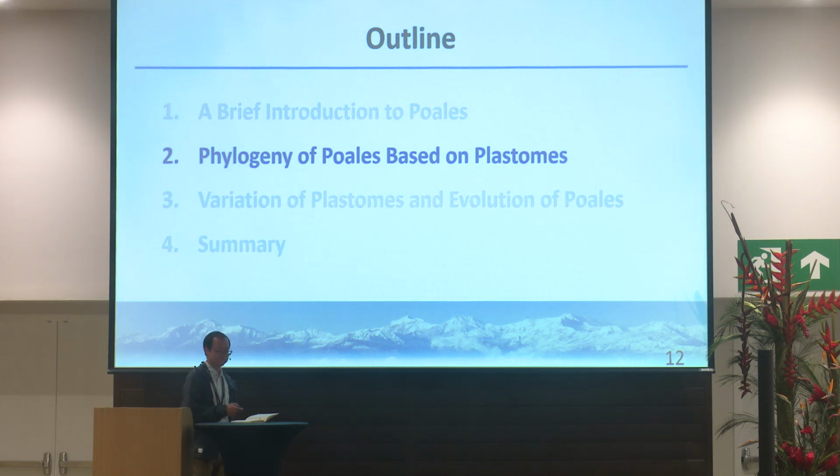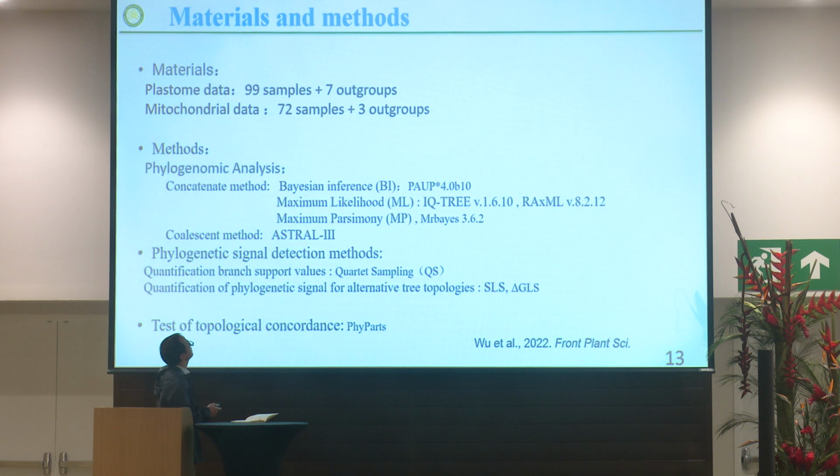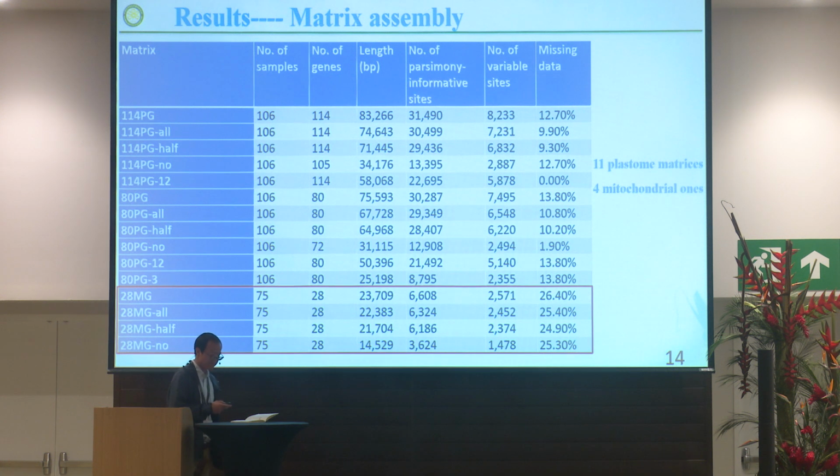So the second part is the phylogeny of Poales based on plastomes. These are the materials and the methods. We used almost 100 samples with multiple phylogenetic methods, such as Bayesian and maximum likelihood. Totally, we assembled 11 plastome datasets and 4 mitochondrial ones. They are different, with different genes and different criteria in excluding the poorly aligned regions.